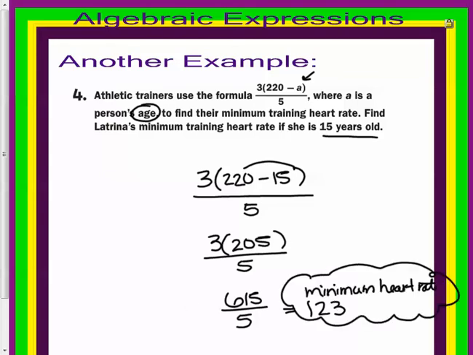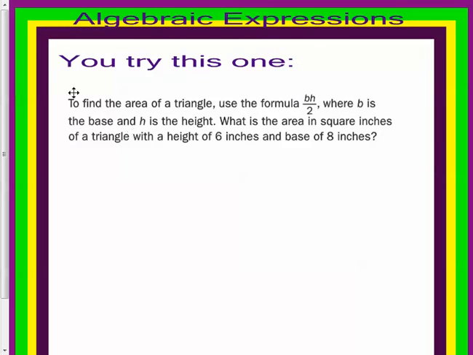Okay, let's look at another one. I want you to try this one. To find the area of a triangle, use the formula, the base times the height, where b is the base, h is the height, and you're dividing it by 2. What is the area in square inches? So this is the formula. Find area by plugging in the height is 6 and the base is 8. I'll be back in just a second to show you what I did.